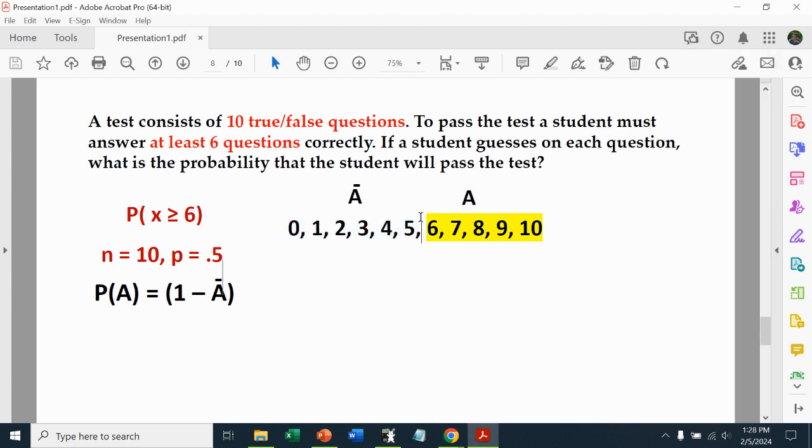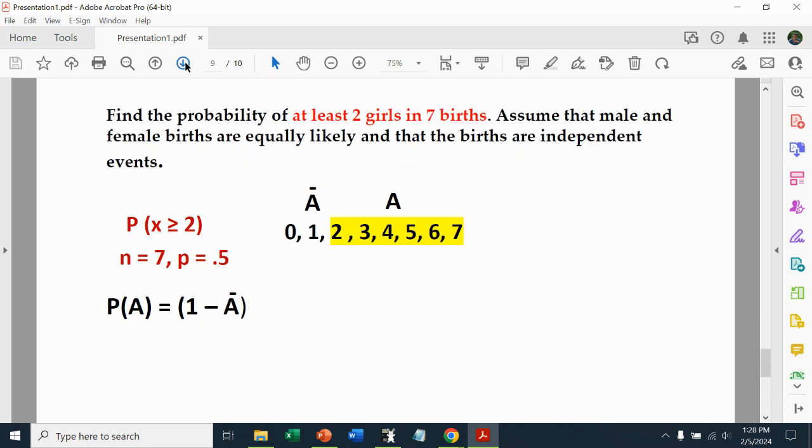But you gotta be aware, whenever you're asked to find the back end, you're gonna have to take 1 and subtract what I call the front end. I'll give you another problem here. Find the probability that at least 2 girls are born in 7 births. At least 2 means 2 or more. X, probability of X being greater than or equal to 2. 2, 3, 4, 5, 6, and 7.